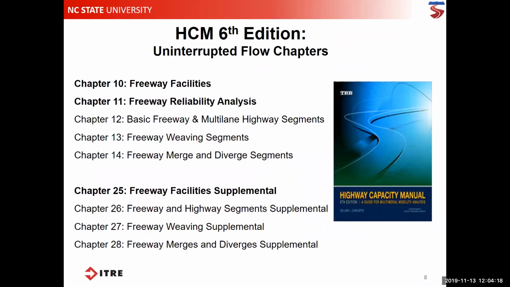So let me talk a little bit about the 6th edition and where our project comes from. Those of you who may or may not be familiar with HCM 6, there are really 3 primary chapters. In Volume 2, Chapters 10 and 11 on facilities and reliability, and then a lot of the actual coding and routines that are implemented in the facilities are detailed in Chapter 25 on Freeway Facility Supplemental.